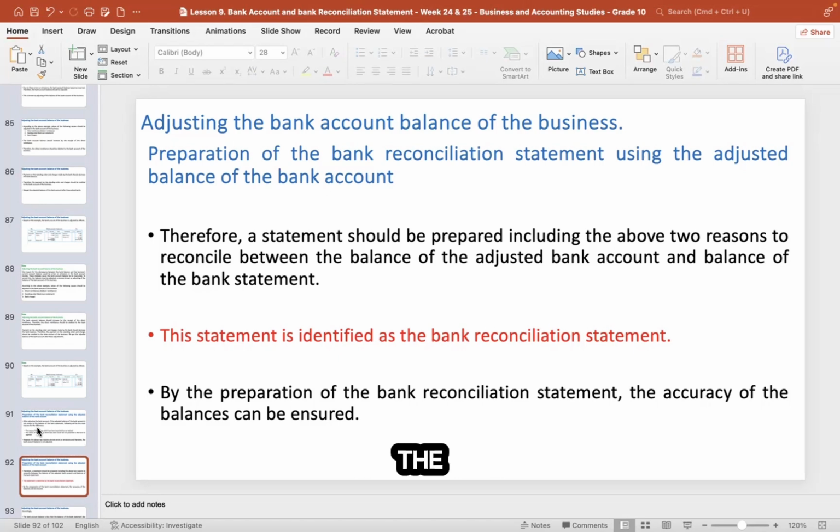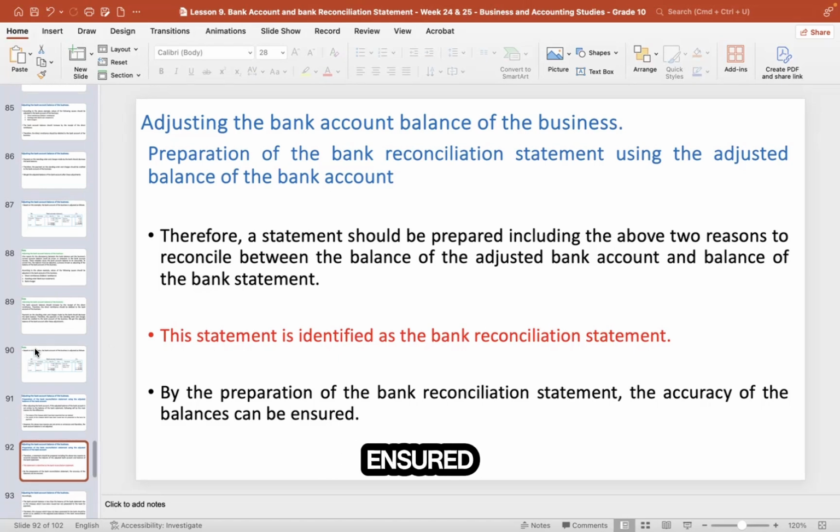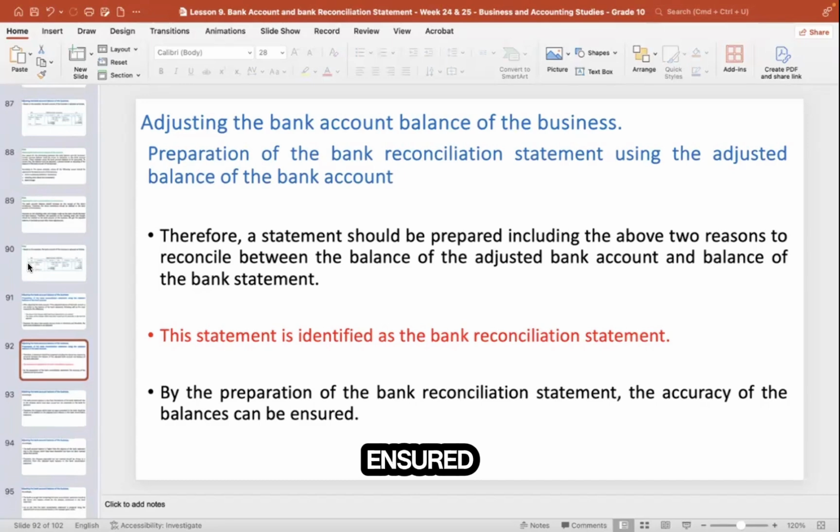By preparing the bank reconciliation statement, the accuracy of the balances can be ensured. මේ reconciliation statement එක හැදුවට පස්සේ අපිට හරියටම මේ accuracy එක test කරගන්න පුළුවන්.